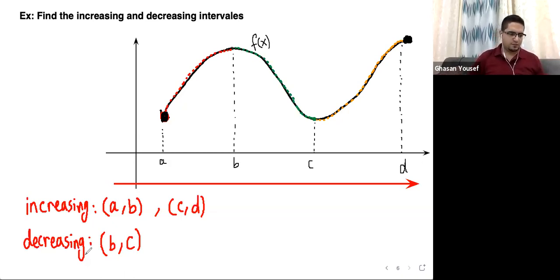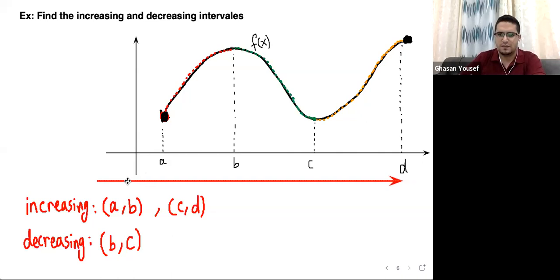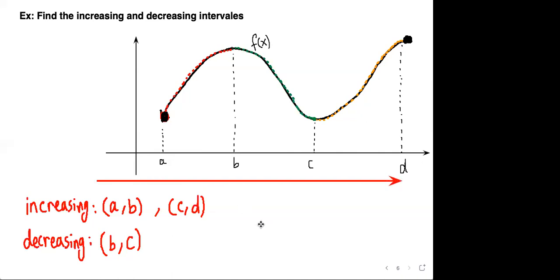Any questions for this example? It makes sense? So now by using the graph, you can define where is the function increasing and where is the function decreasing. So the function is decreasing at B to C, and it increases at A to B and C to D.